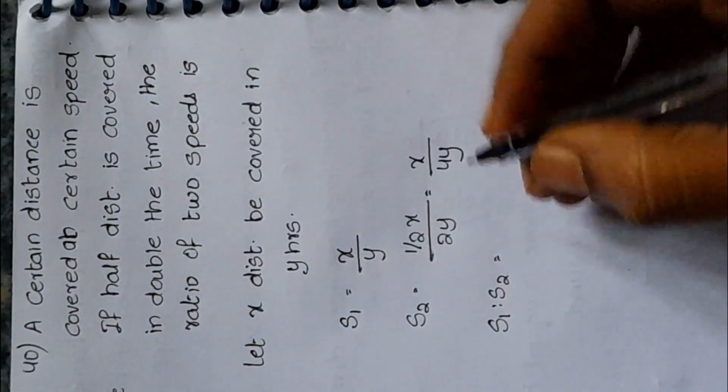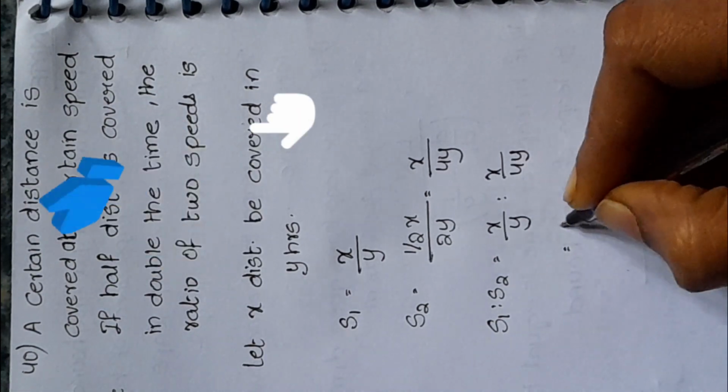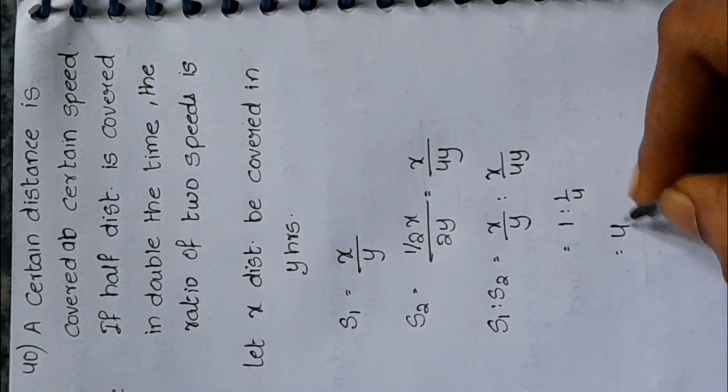Now we should find the ratio. S1 is to S2 is x by y is to x by 4y. This is 1 is to 1 by 4. That is 4 is to 1 is the ratio.